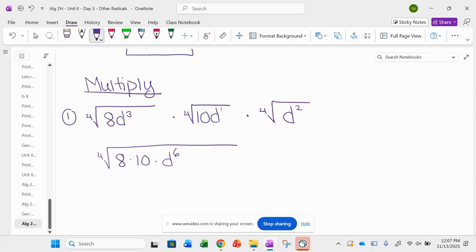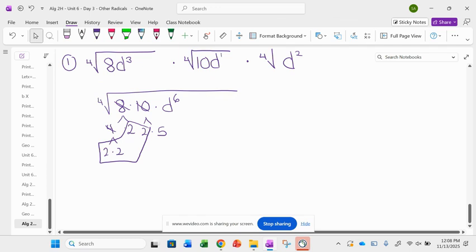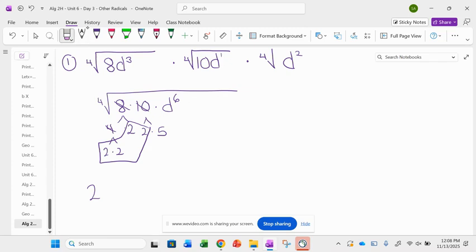Why do you think I didn't just multiply and write 80? It's because it's way easier to split up the smaller numbers. So I'm going to say 8 is 4 and 2. 4 is 2 and 2. 10 is 2 and 5. So I'm looking for a group of 4, and between the branches, I get a group of 4. So for that group of 4, only 1, 2 is coming out. And remember the rule, oh, sorry, there's a 5 left inside.